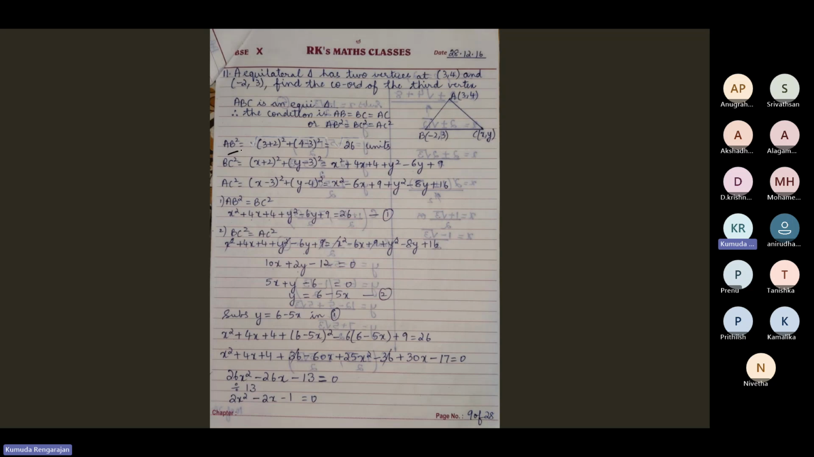So when you equate AB square and BC square, you can see here, this is what we have. BC square and AC square, when you equate, X square on either side gets cancelled, Y square gets cancelled, and you get this linear equation in X and Y. You can divide by 2 throughout, and you get a simpler equation. Since the first equation is quadratic, we have to solve by the substitution method. So I have written Y in terms of X: Y is equal to 6 minus 5X.